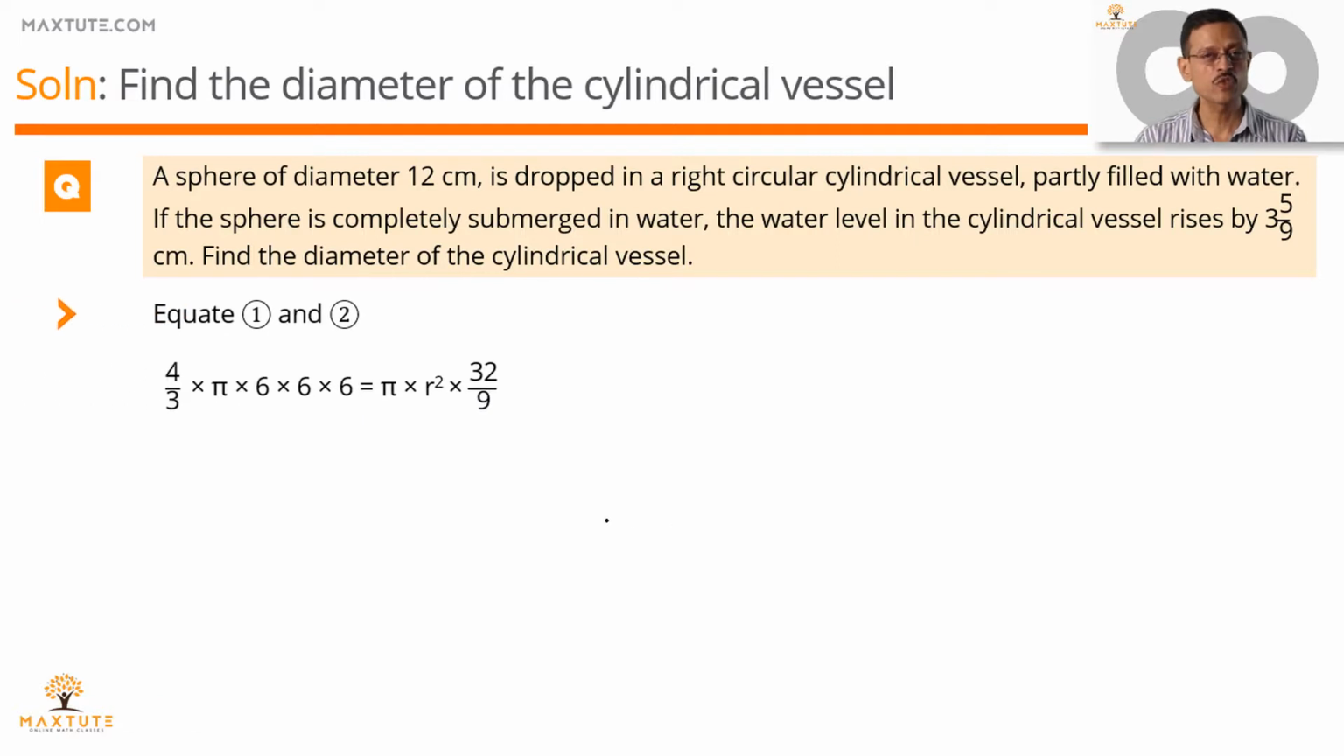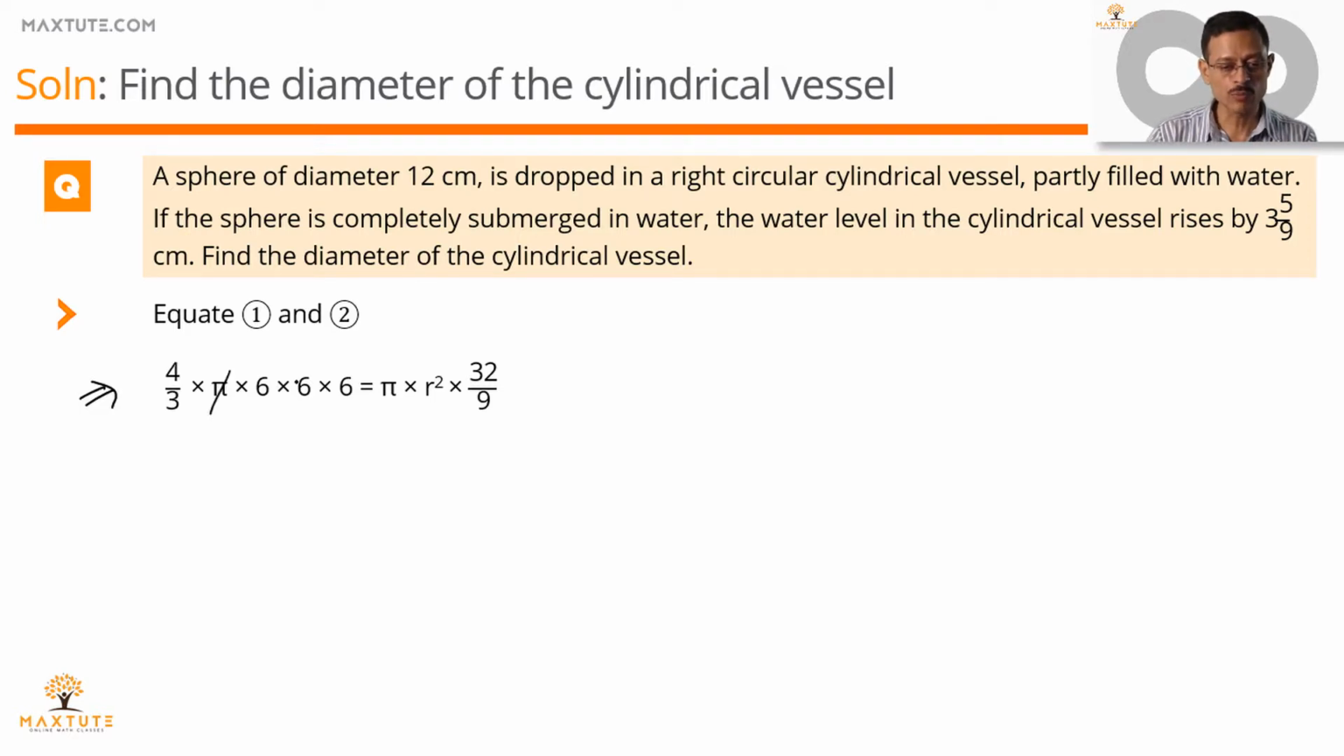Let's equate expressions 1 and 2. 1 gives us the volume of the sphere that's dropped into the vessel. 2 gives us the volume of water that's got displaced. 4 by 3 pi into 6 into 6 into 6 is equal to pi into r square into 32 by 9. I want to emphasize that the way you do this calculation could make this question easy or could make it a complicated one. Look at how we are going to go about it.